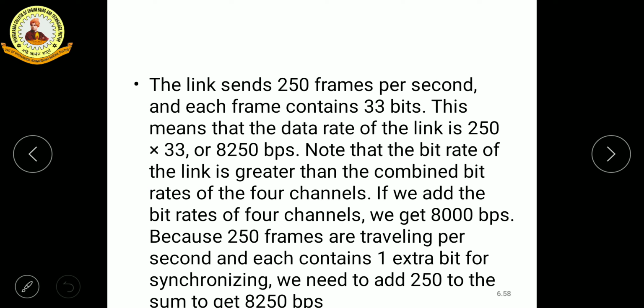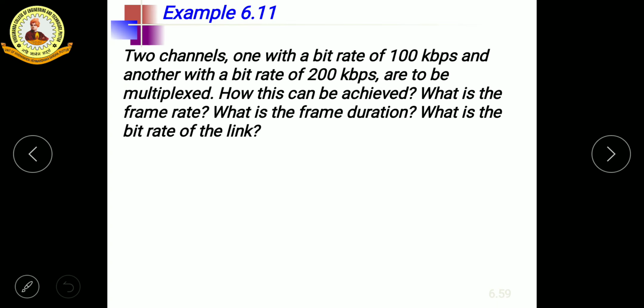The data rate of the link. So the link sends 250 frames per second, as we know from the previous answers. Each frame consists of 33 bits, 32 bits plus one synchronizing bit. This means that the data rate of the link is 250 into 33, that is 8250 bits per second. Okay, that is the answer for the last part.